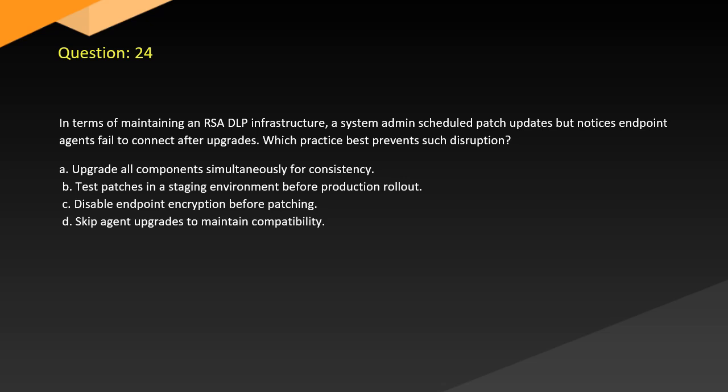Question 24. In terms of maintaining DLP infrastructure, a system admin schedules patch updates but notices endpoint agents fail to connect after upgrades. Which practice best prevents such disruption? A. Upgrade all components simultaneously for consistency. B. Test patches in a staging environment before production rollout. C. Disable endpoint encryption before patching. D. Skip agent upgrades to maintain compatibility.